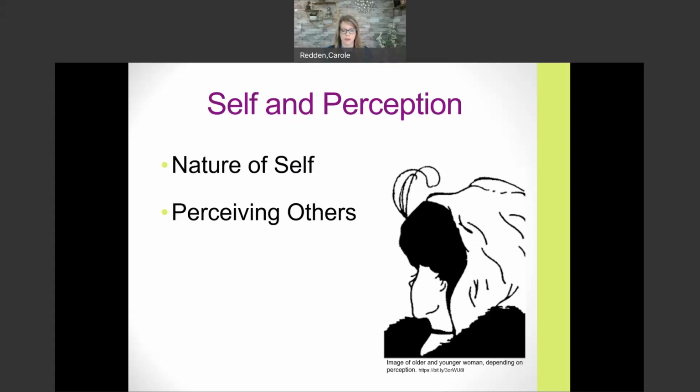So today we're going to start by talking about the self as well as perception, specifically the nature of our self. I know it probably sounds like, oh, geez, but I think it's interesting. And then also how we perceive other people. And just like with the lecture for chapter 1, we're going to take the information we talk about today and build on it in our future lectures. And then hopefully you can apply it to real life situations.